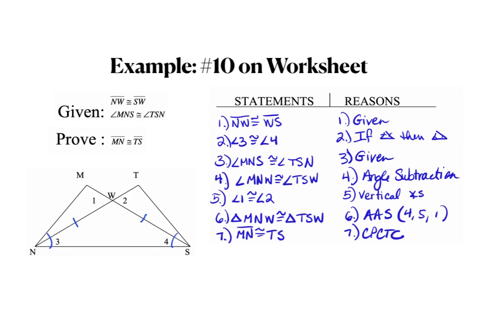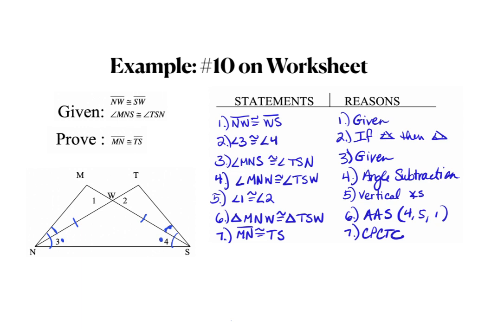So, starting with NW congruent to WS, that's given. Now, because I know that these sides are congruent, this is an isosceles triangle, and that's going to allow me to conclude that angle 3 is congruent to angle 4. So that's my next step, and that's my reason. If isosceles, then congruent base angles. All right, well, now I have things set up very, very well, because if I know these are congruent, I can get to these angles being congruent through angle subtraction.